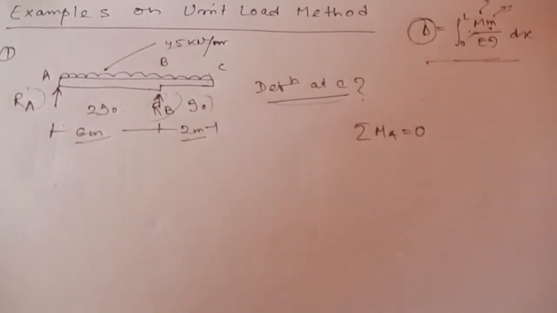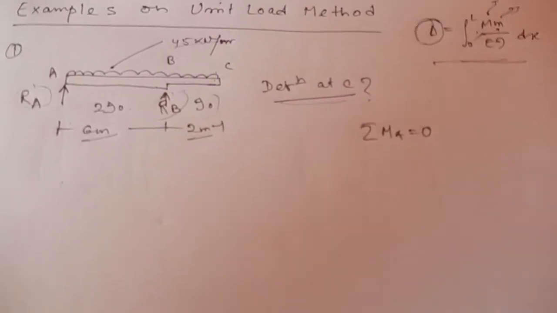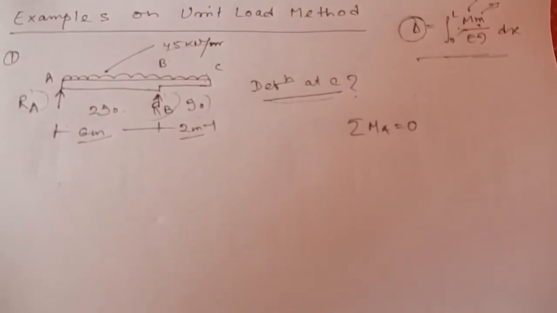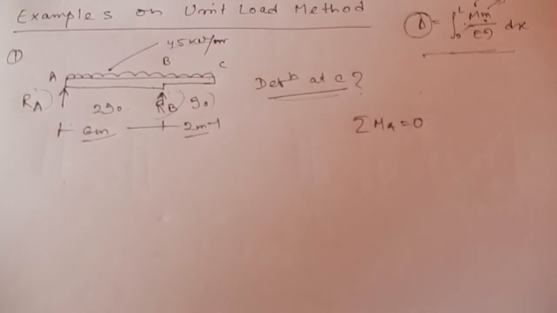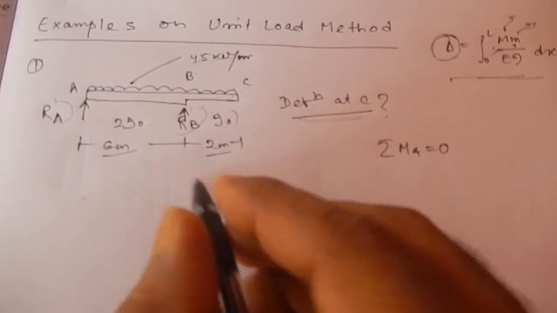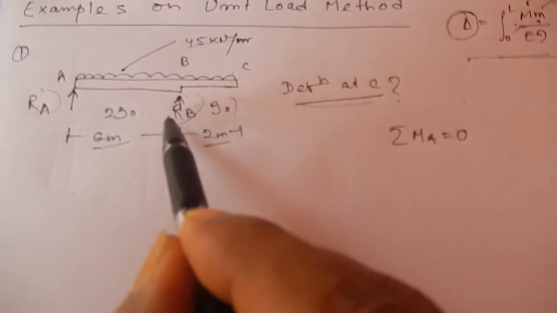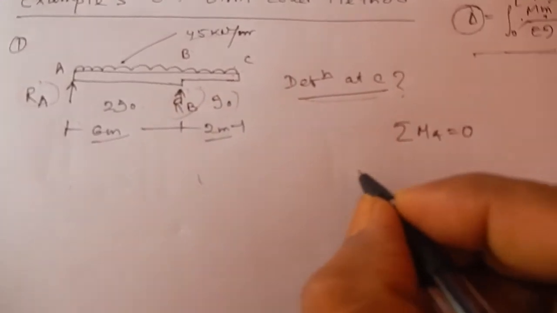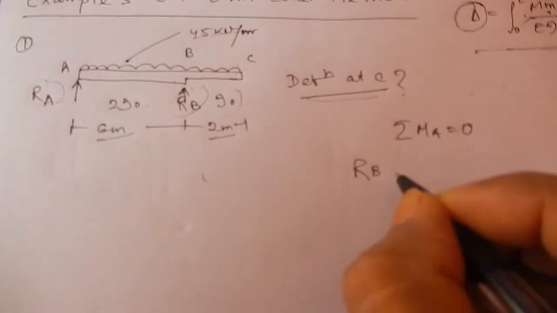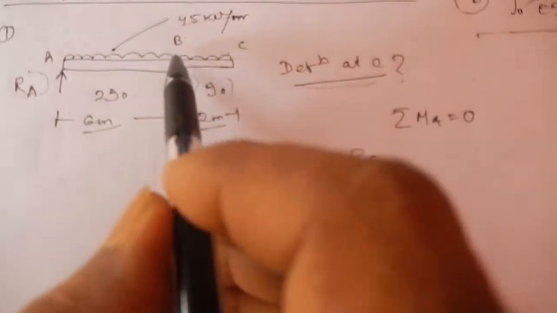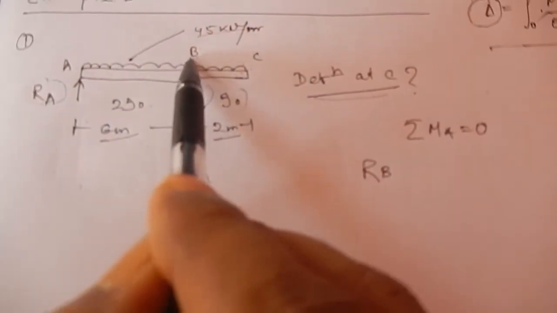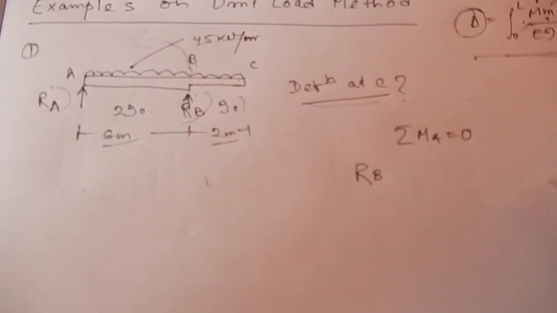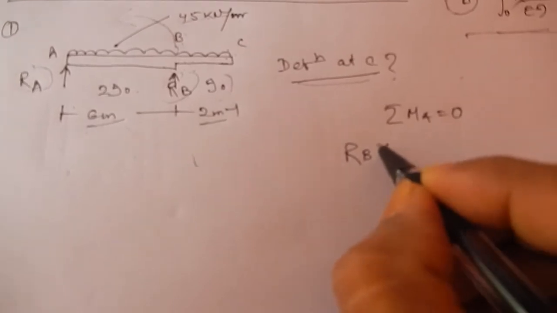Now what are the moments coming at A? If this is RB, then RB will give some moment with respect to A, that is RB into the distance, which is 6 meter. So RB into 6, we can say.